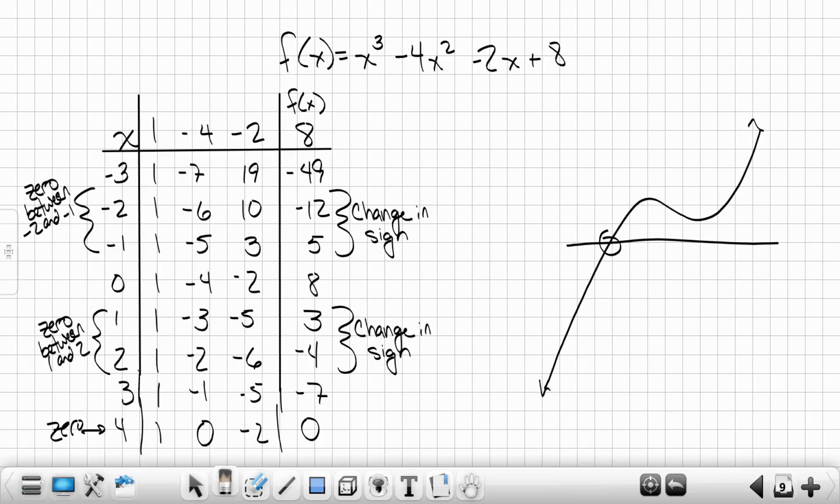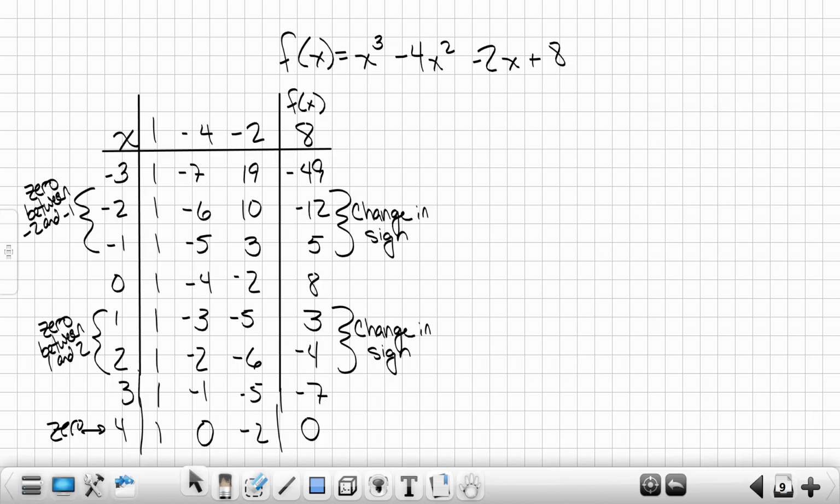Okay, wait, so the change in sign, what does that mean? That means I crossed the x-axis, because here I'm negative and here I'm positive. In order to go from negative to positive, I had to cross 0 at some point. Technically, we found 3. We found all 3 on this one. We just happened to find an exact one.